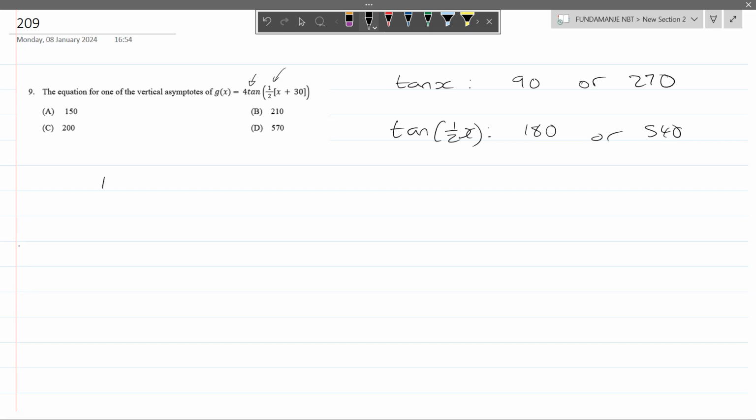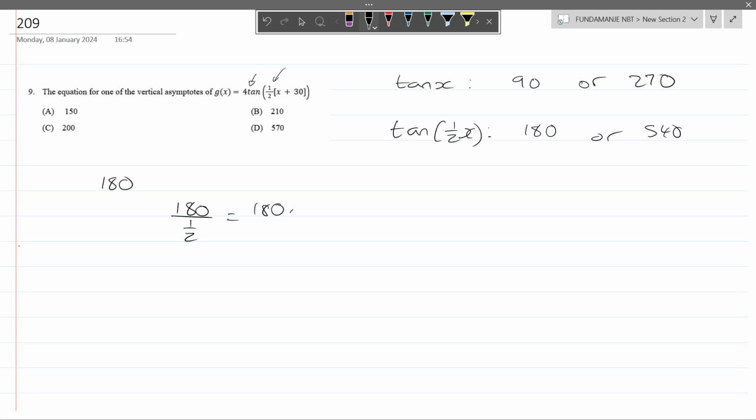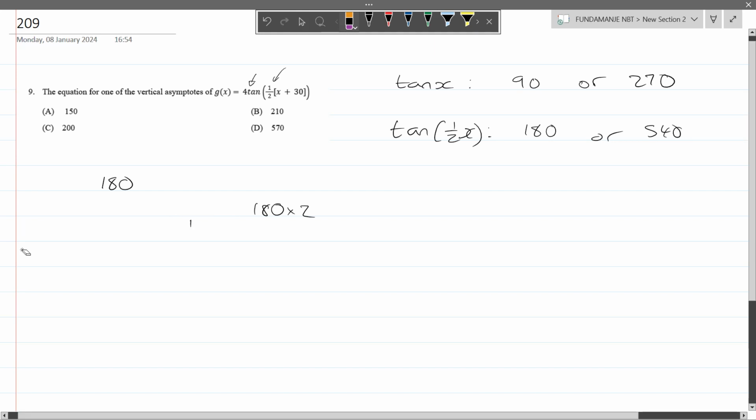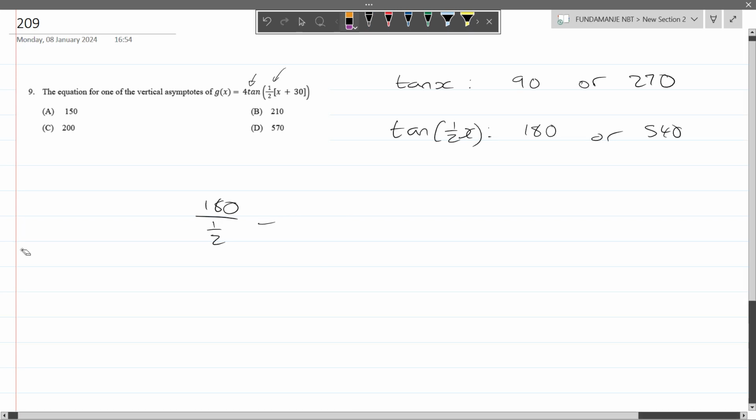Remember, the normal period of a tan graph is 180, but with the introduction of the half, we have 180 over a half, which is basically 180 times 2. So that's how long it would take for our tan graph to complete one cycle. Oh, actually, that was a mistake. 180 divided by a half is 180 times 2, which is 360, not 540. But anyways, we've seen how the half affects our asymptotes.